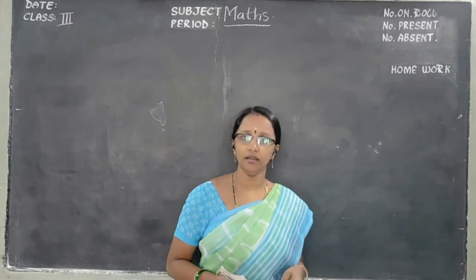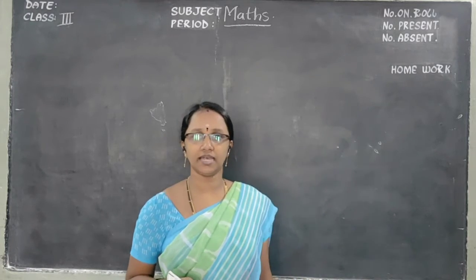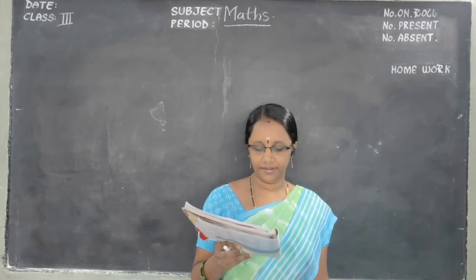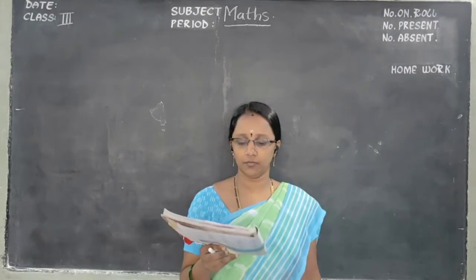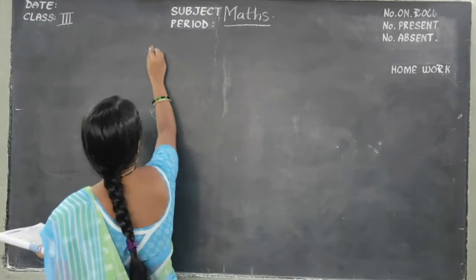Today we are going to learn 3rd class maths. See children, open your term book, that is page number 103. See that we have done with ascending order. Now we are going to do with descending order, that is of second Roman.